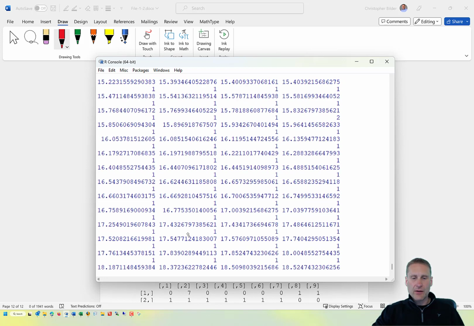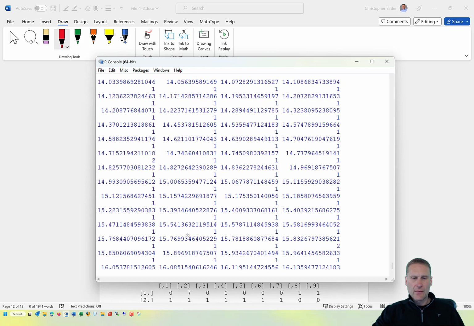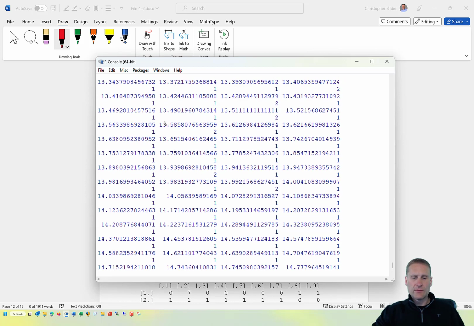I can keep on going up here. Eventually I'll hit a 2. So the probability that X squared is equal to 13.58 is 2 over 1,000. So that's how I would find it. And what we can see in this particular case, since we had a larger contingency table and a larger sample size, is that we have a lot more values of X squared compared to what we had with the lady tasting tea example.